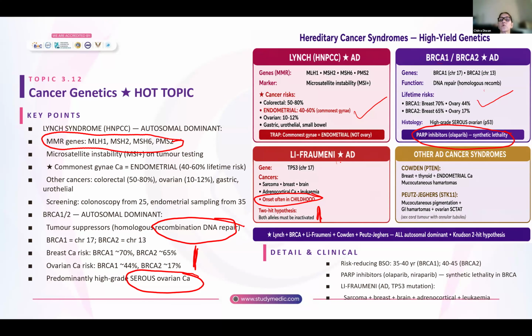Other cancer syndromes that you have to be aware of: Cowden. So PTEN mutation is there. You get breast, thyroid, endometrial cancers, and also mucocutaneous hamartomas.